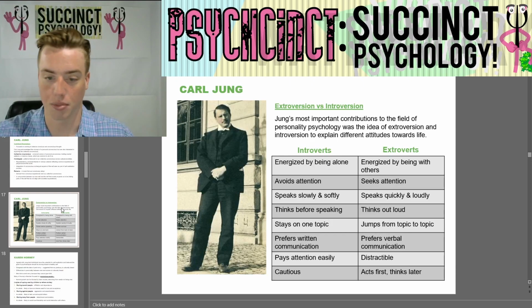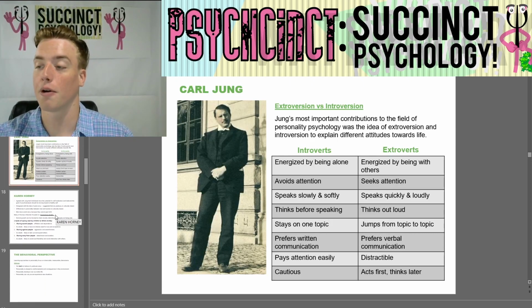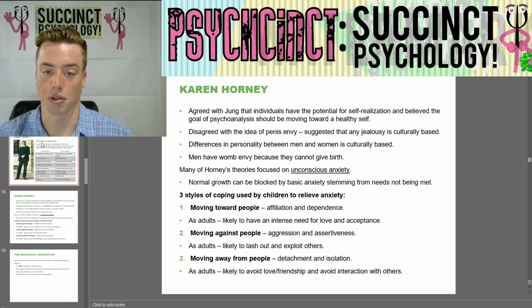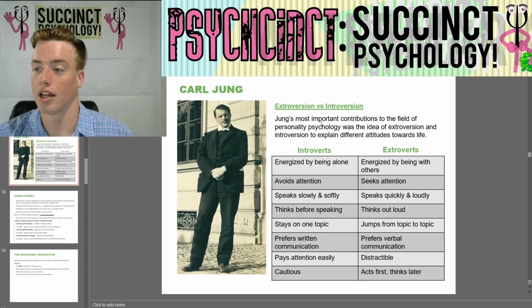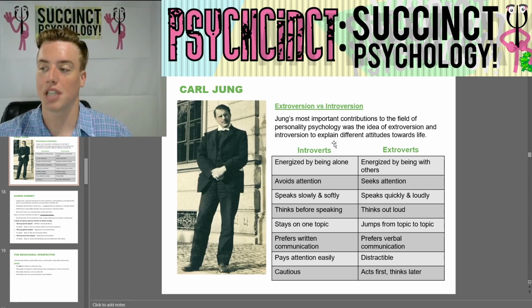And then this will be the last slide we do for this video. Next we have Carl Jung, extroversion versus introversion. One of Jung's most important contributions to the field of personality psychology was the idea of extroversion and introversion to explain different attitudes towards life.